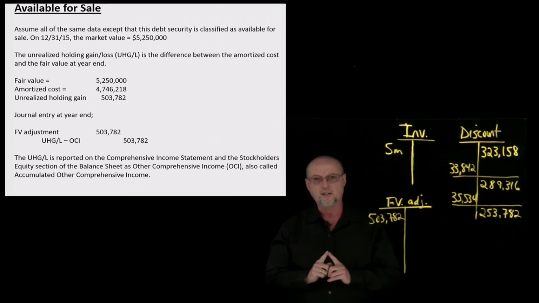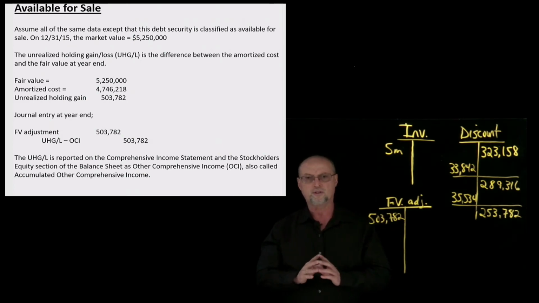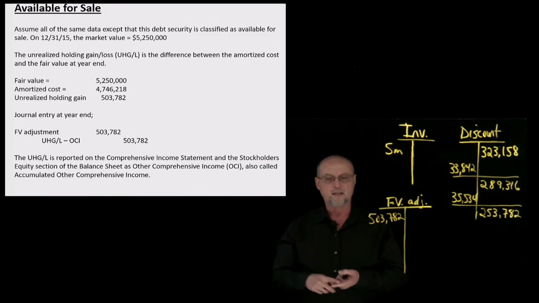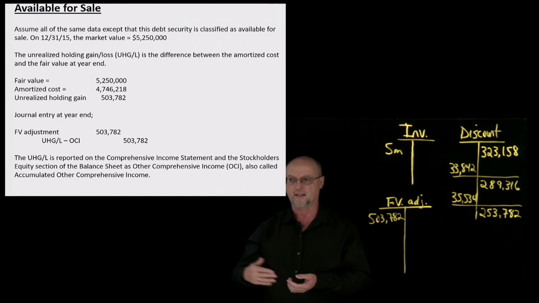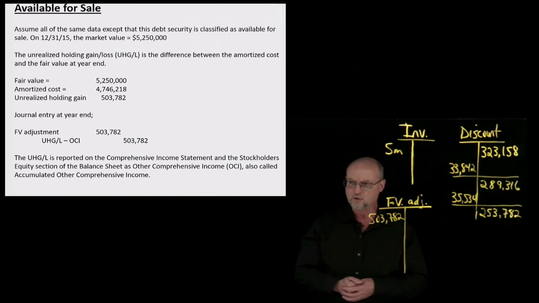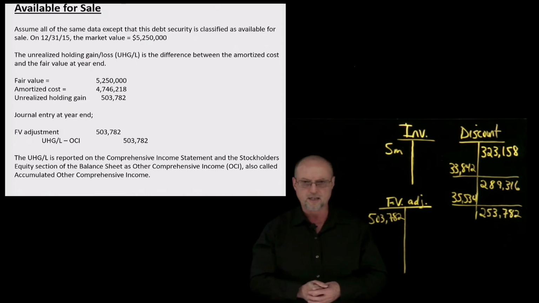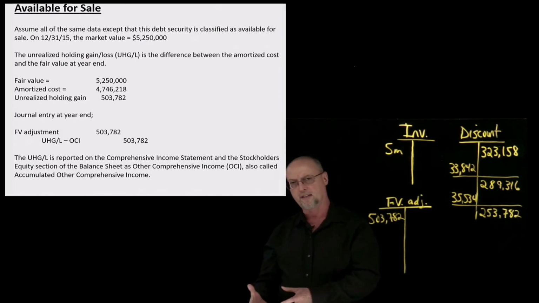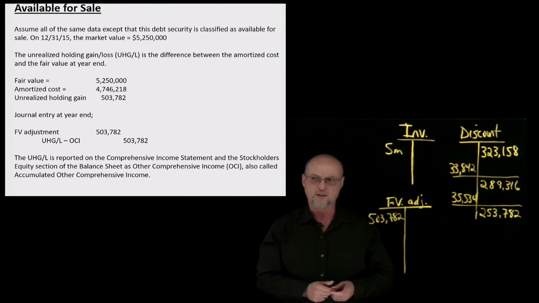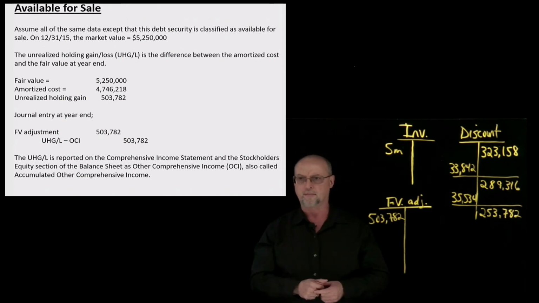And then on the balance sheet, in the stockholders' equity section, we have accumulated other comprehensive income. So there you have it. That's where this is going to end up. Not on the income statement, but since it's part of comprehensive income, it's going to end up in the stockholders' equity section of the balance sheet as part of other comprehensive income.